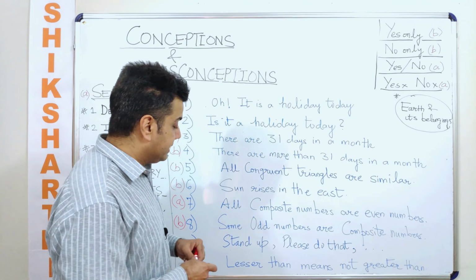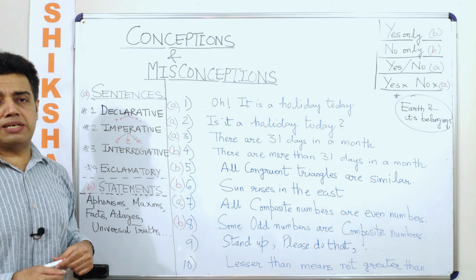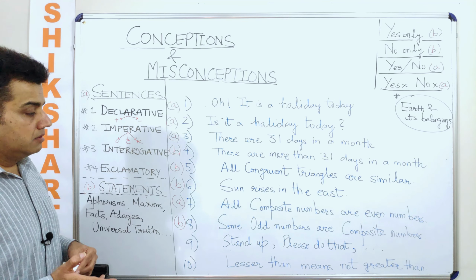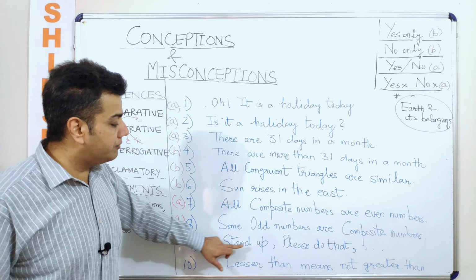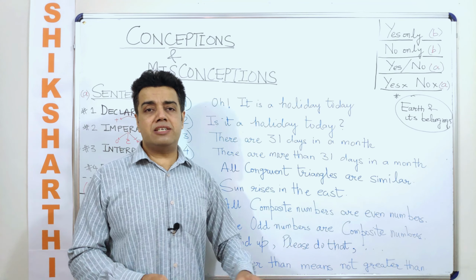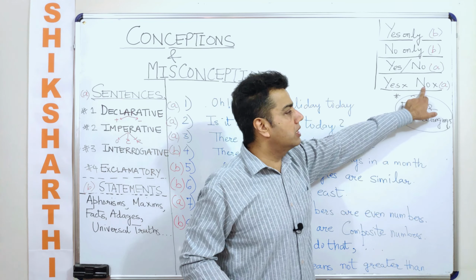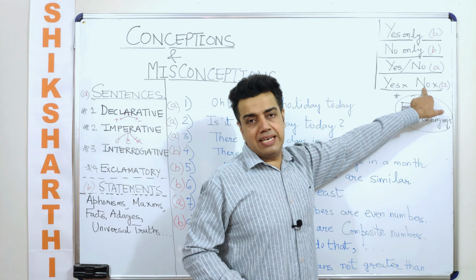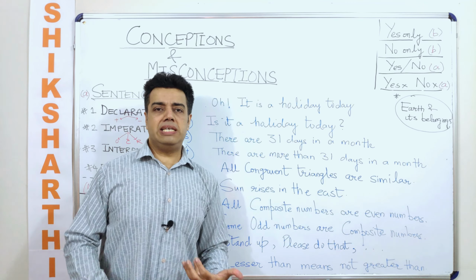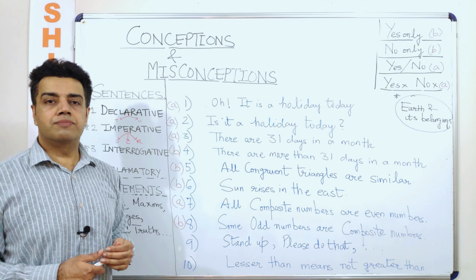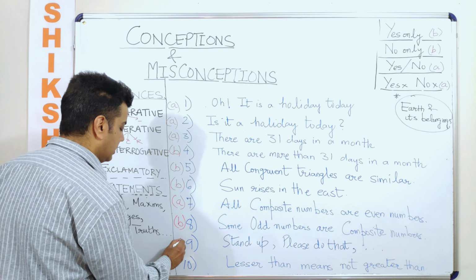Next variety. So you would see, stand up. Now what is stand up? It's a kind of an order or maybe a command. Please do that. What is this? A request. So these kinds of things, if I form a sentence out of this, cannot be answered in the form of yes only or no only. In that case, what is it? It is merely a sentence. Right? Okay.